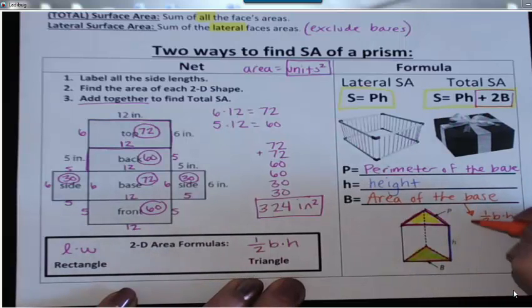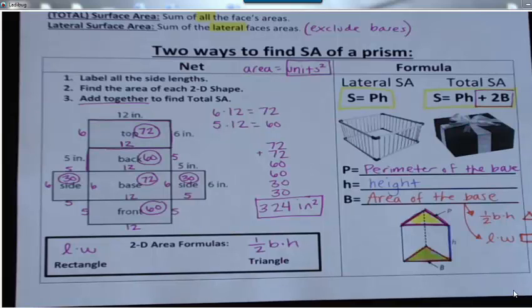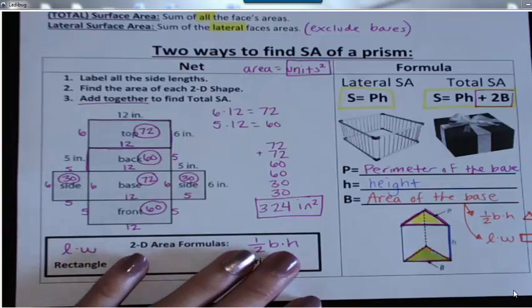Say it was a rectangular prism. I would be using length times width to figure out the area of that one base that is a rectangle. Okay, so that big B changes based off of what shape you're actually trying to find the area of. Okay, flip it over and let's continue with our notes.